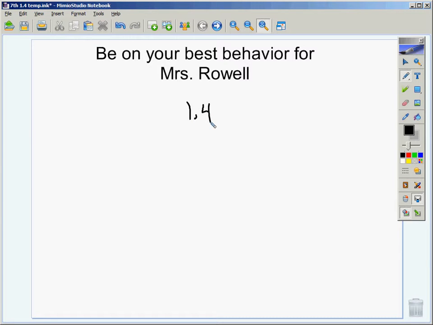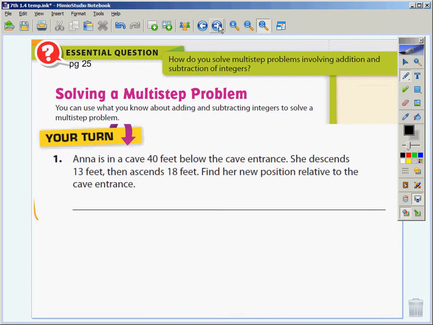Today we're going to be going over lesson 1.4, applying addition and subtraction of integers. So you'll notice on the top of page 25, it has the essential question for the day. How do you solve multi-step problems involving addition and subtraction of integers?